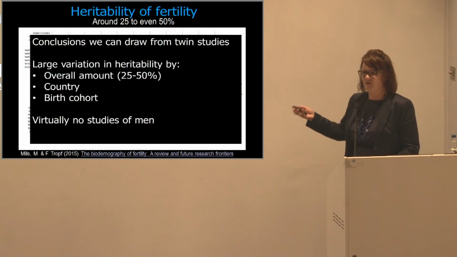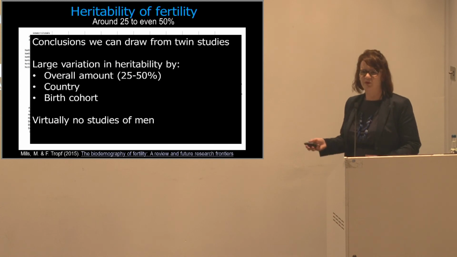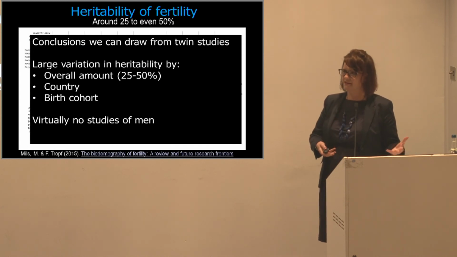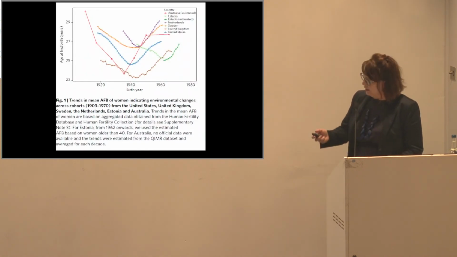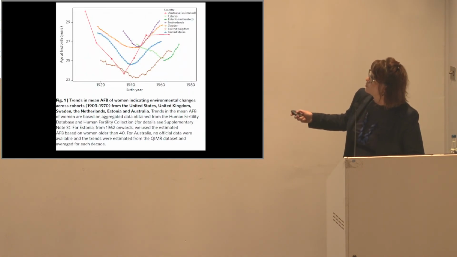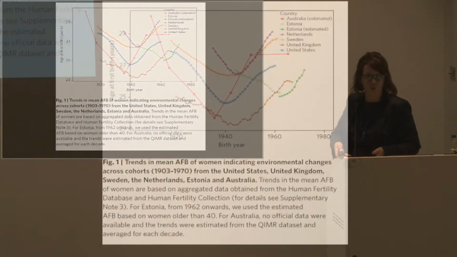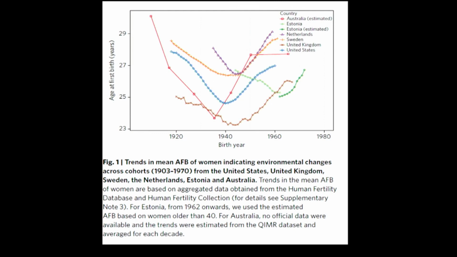There's this huge variation across country and birth cohort, but all these genome-wide studies that were being published were not taking that into account. If you look at age at first birth from 1920 to 1980, for people born during those periods, you'll see there's a huge variation across time, but also across different countries.